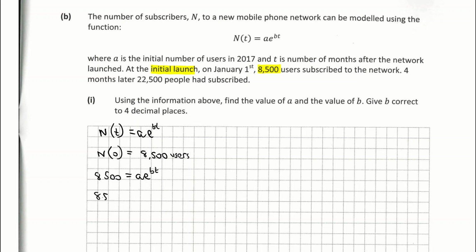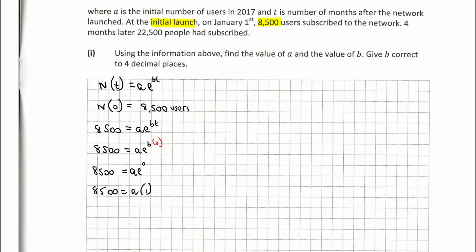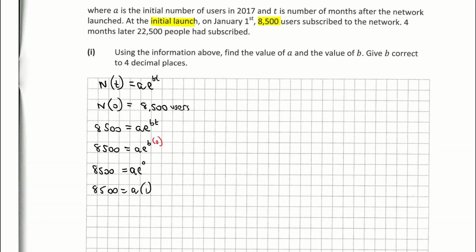We know at the initial time, like I said, when we set our stopwatch or on our calendar, the time is going to be 0. And when I multiply B by 0, I get 0B, which is basically just 0. So that's going to be e to the power of 0. And anything to the power of 0 is 1. Just test that on your calculator yourself. 10 to the power of 0, 11 to the power of 0, e to the power of 0 is all going to be 1. And A multiplied by 1 is A. So A is therefore equal to 8,500. So that's the value of my A.